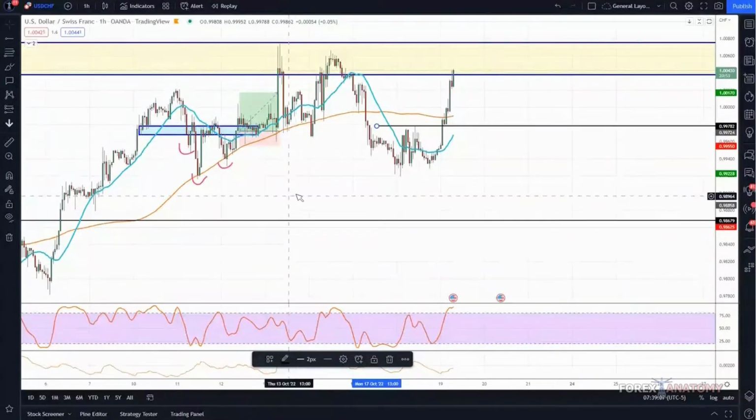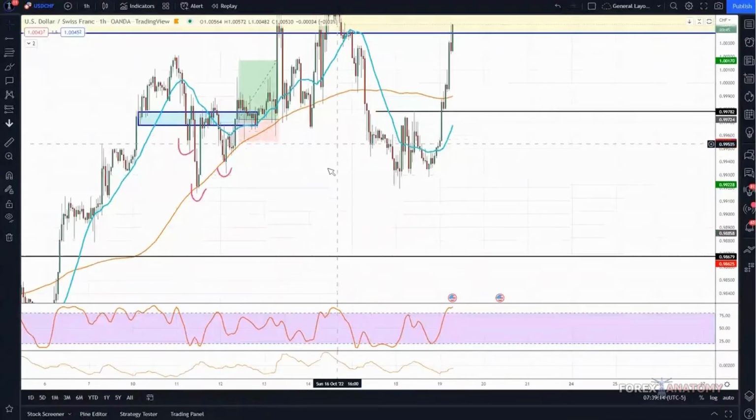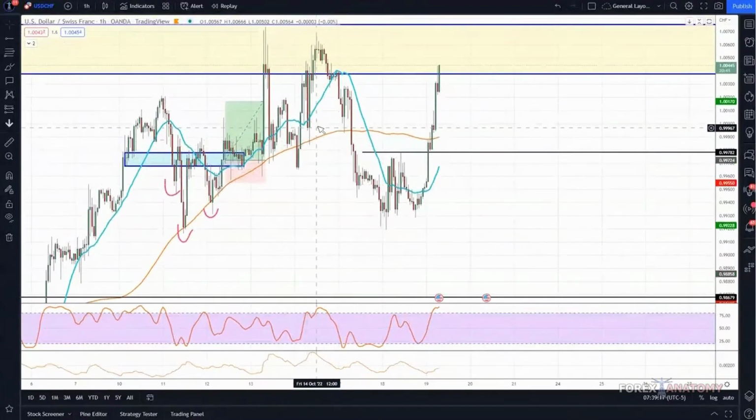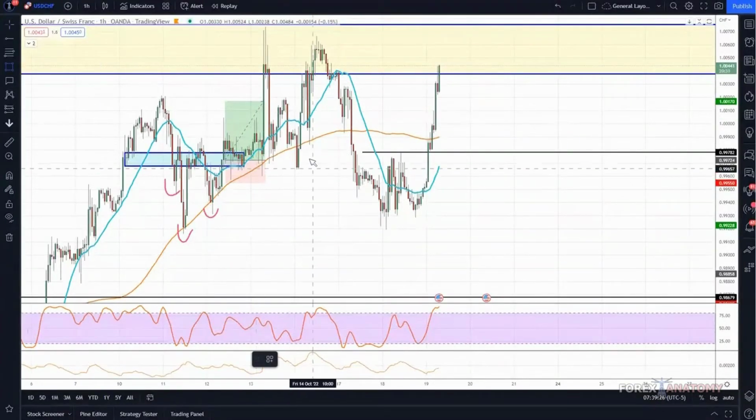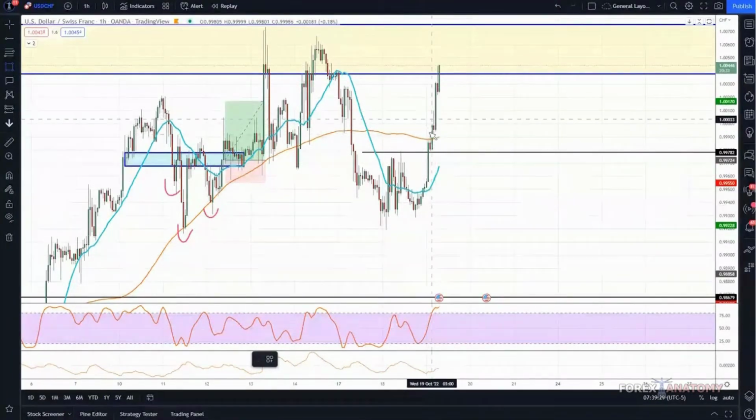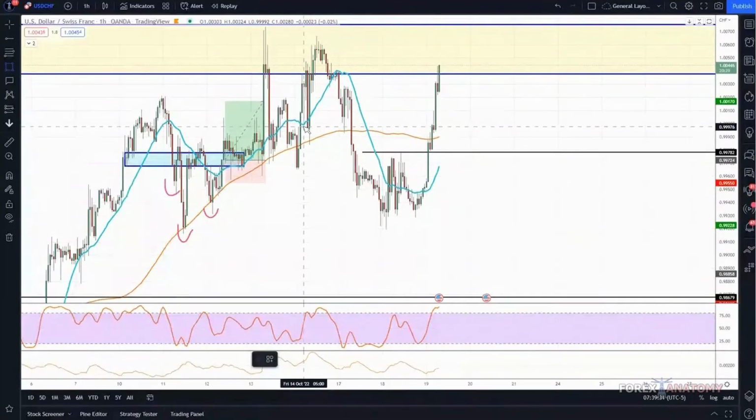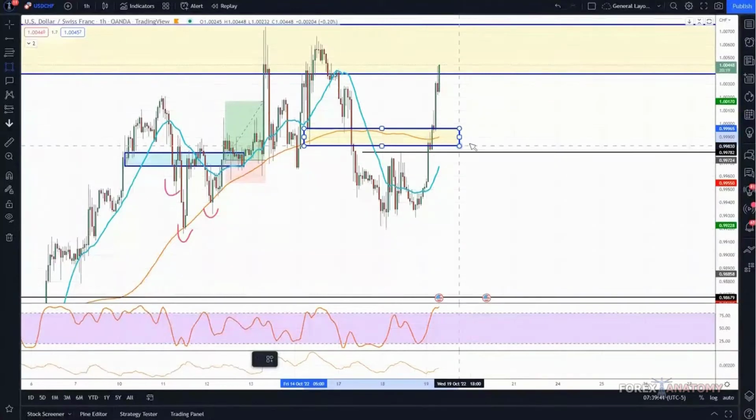And where would we think price would go to? This is where it gets kind of tricky. But I'm going to look at this zone, this area right here. Let me draw it out. And of course, we have this hesitation candle right here. Really, that whole area is important. But let me do it from here.